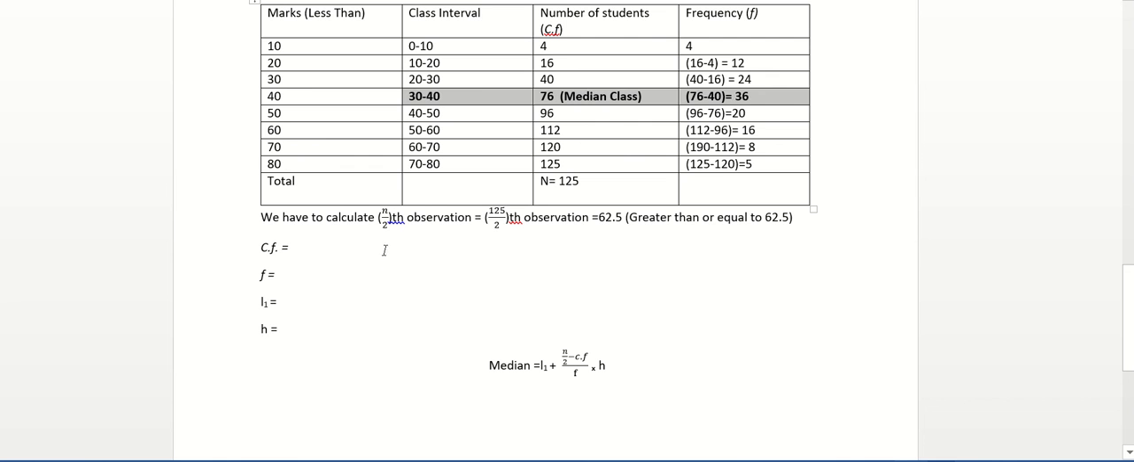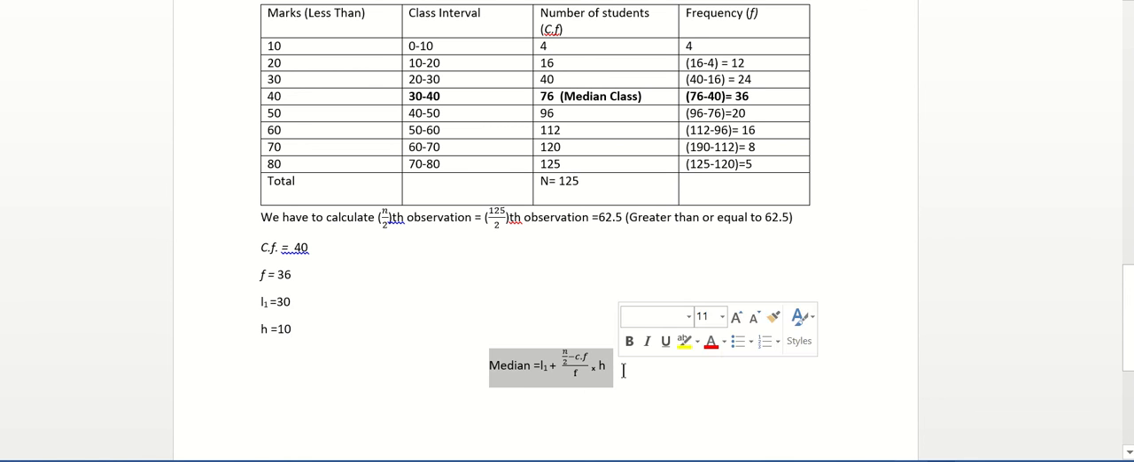Now we will find the values. For CF we have to take a value which is above the median class. So above the median class the value is 40. So I will write 40 here. Frequency I can take 36 of the median class from here. This 36. L1 of the median class, that is 30. H is 10.